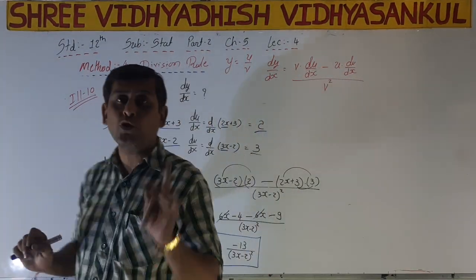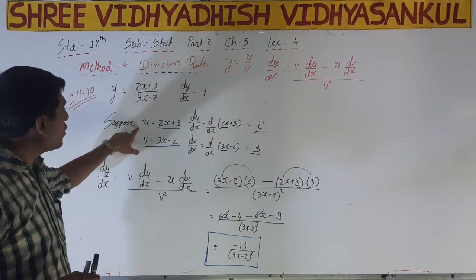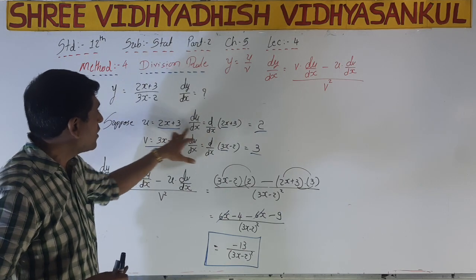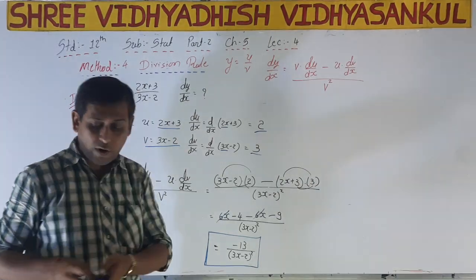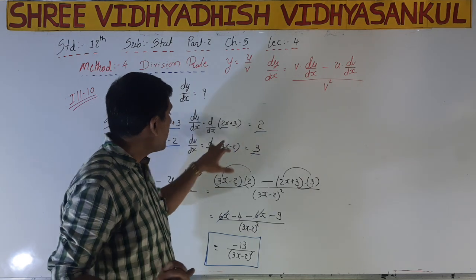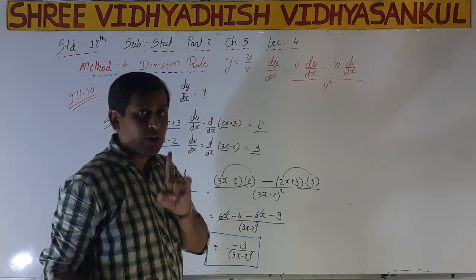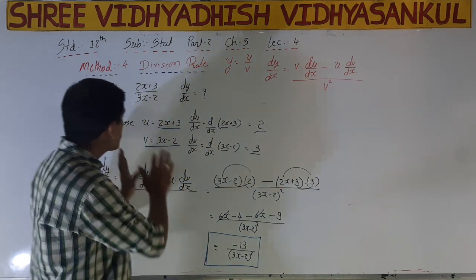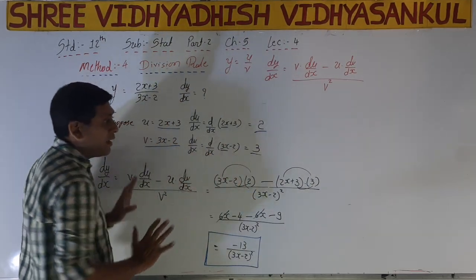First of all, we have to assume u and v. Numerator is u, denominator is v. Here u is equal to this, v is equal to this. Now find out du by dx. X only 1, du by dx. Whenever we have to find out the differentiation of x, answer is 1. So 2 ones are 2. Here 3 ones are 3. Constant always 0. Differentiation of constant always 0. So we don't have to write this. Right? So here u and here du by dx. Here v and here dv by dx.